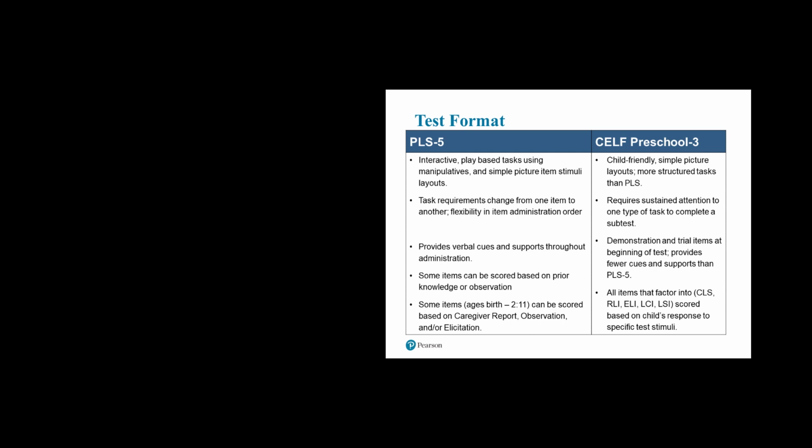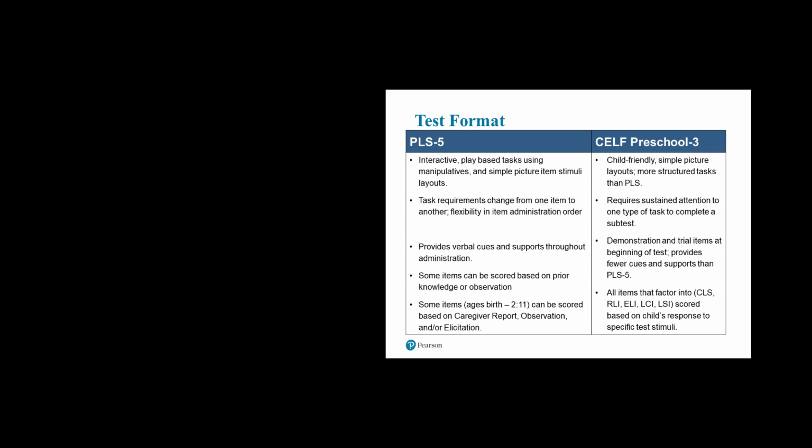For example, an item in expressive communication that assesses whether the child combines 3 or 4 words in spontaneous speech. If you know of a phrase that the child has used or you observed one earlier and you made a note of it, you can score that item. So you're not expected to elicit a 3 or 4 word sentence from the child in that moment. And for younger children, items can be scored based on caregiver report, observation, or elicitation.